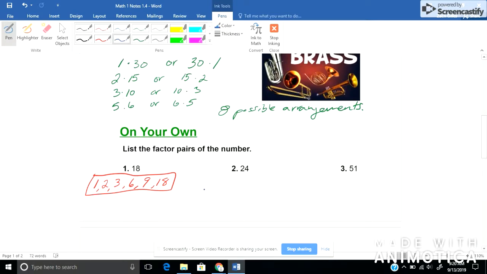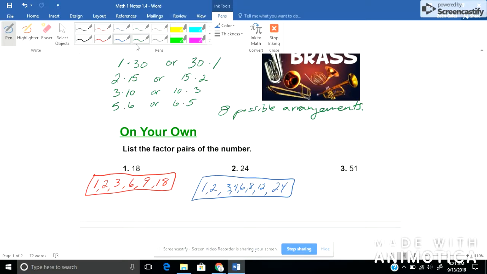Okay, factor pairs for 24 would be 1 and 24, 2 times 12, 3. Is 3 a factor pair? Yeah, 3 times 8. 4, yep, 4 times 6. And that would be all of them. 5 is not. So quite a few factor pairs for 24.